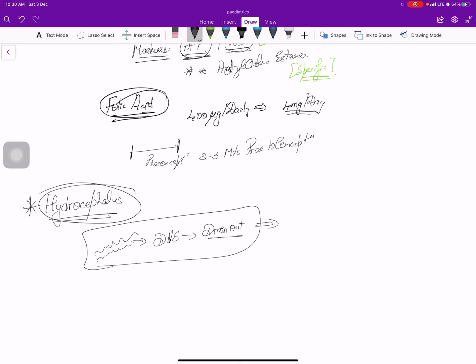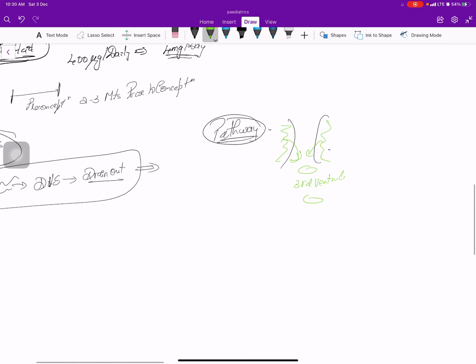So normally, the pathway of flow is important. We have the lateral ventricles. The lateral ventricles have choroid plexus. This choroid plexus will create CSF. The CSF will flow to the third ventricle, and then via the aqueduct of Sylvius it will go to the fourth ventricle. Then via the foramen of Luschka it will come out to the subarachnoid space.